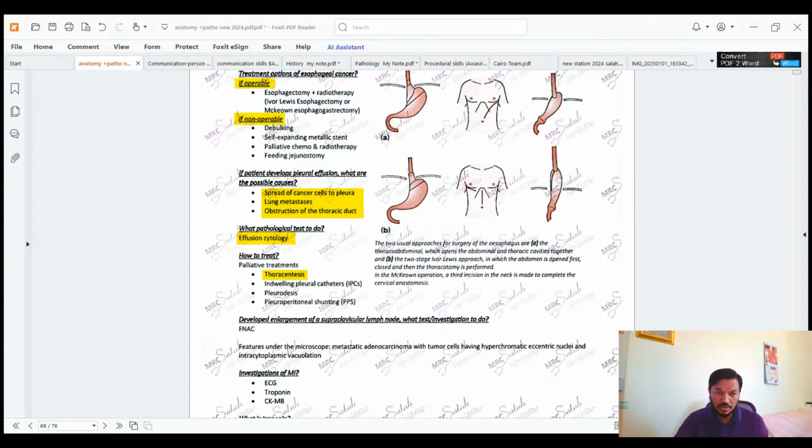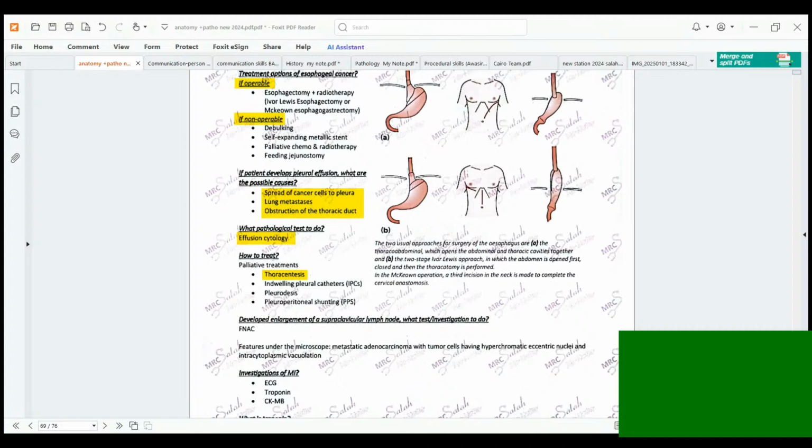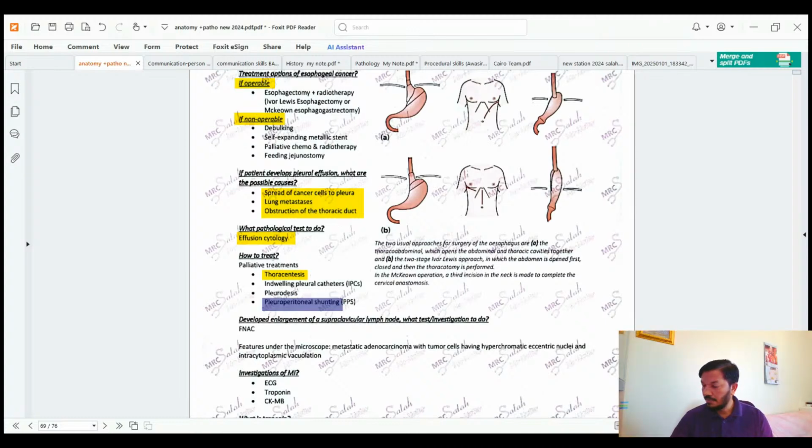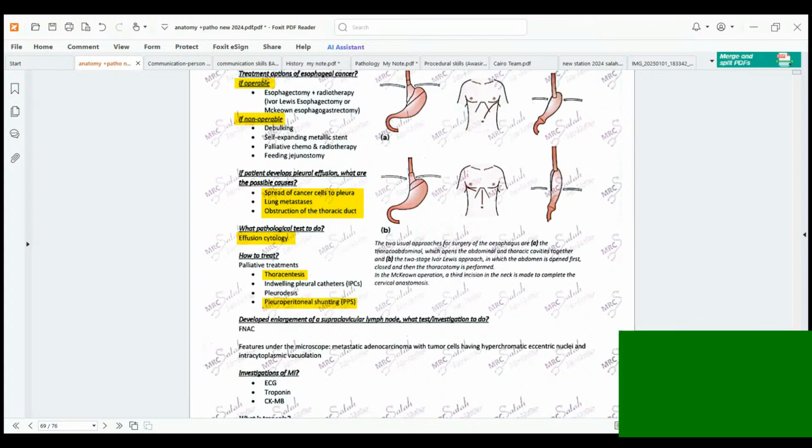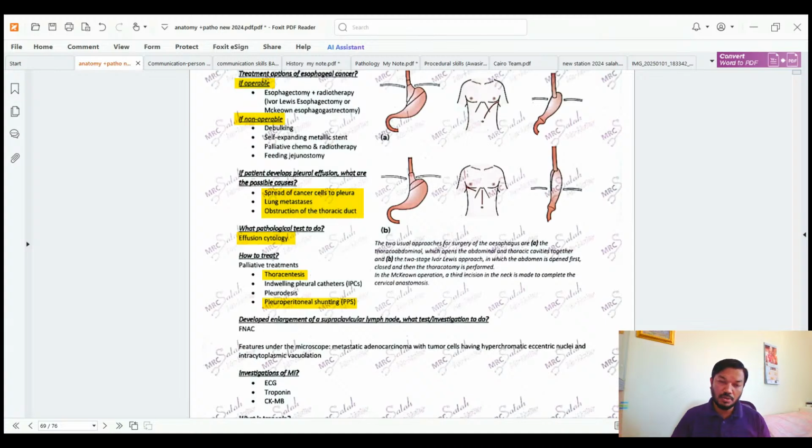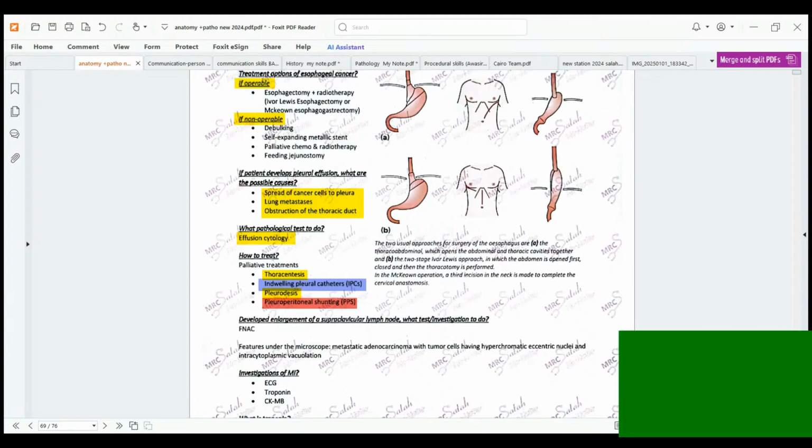What is the pathological test to do? Effusion test. How to treat? Thoracocentesis, indwelling pleural catheter, pleuroperitoneal shunting.